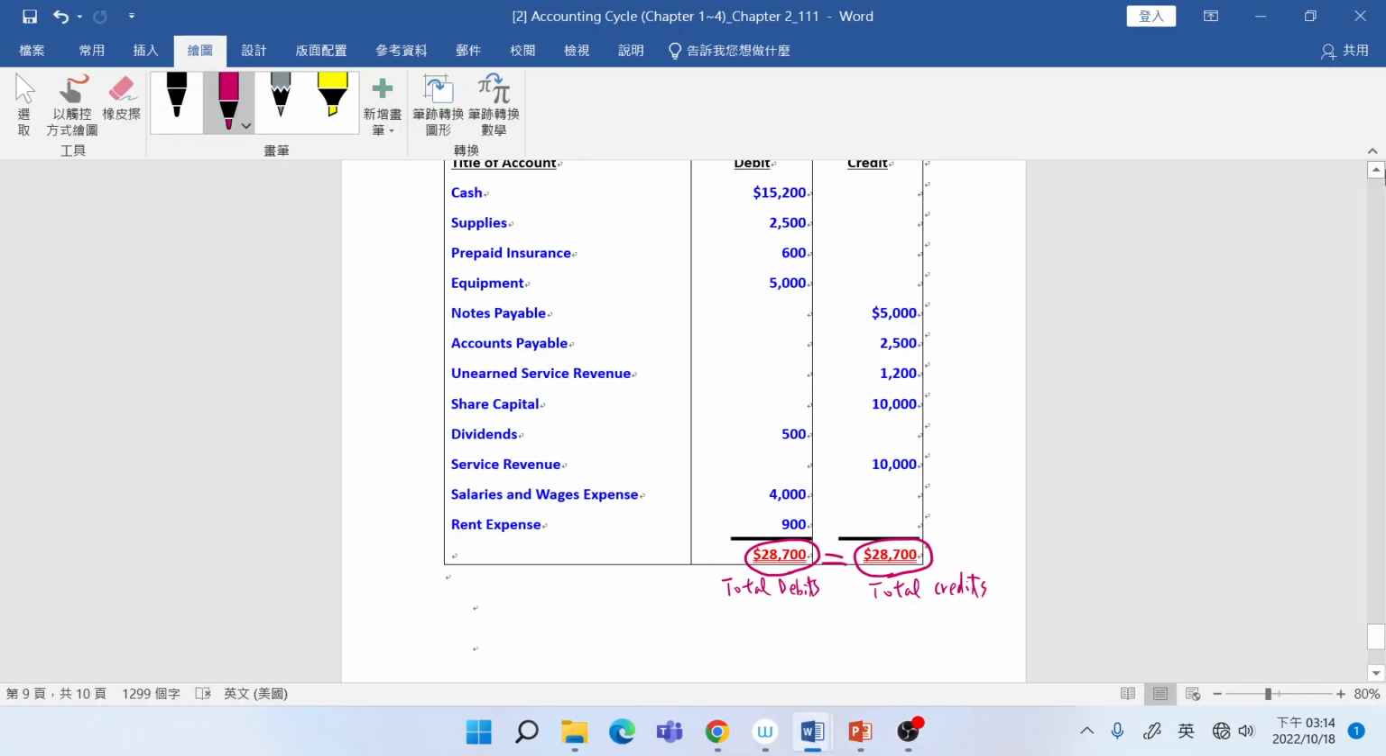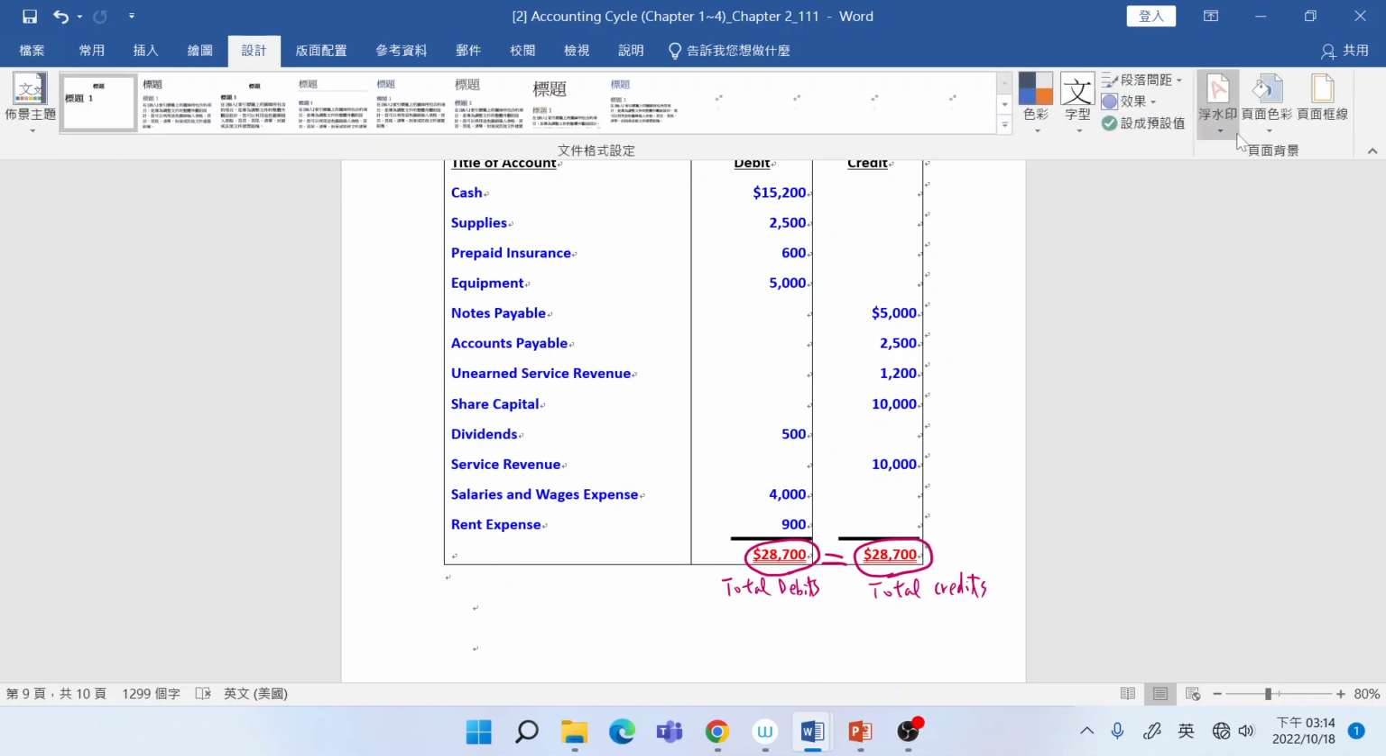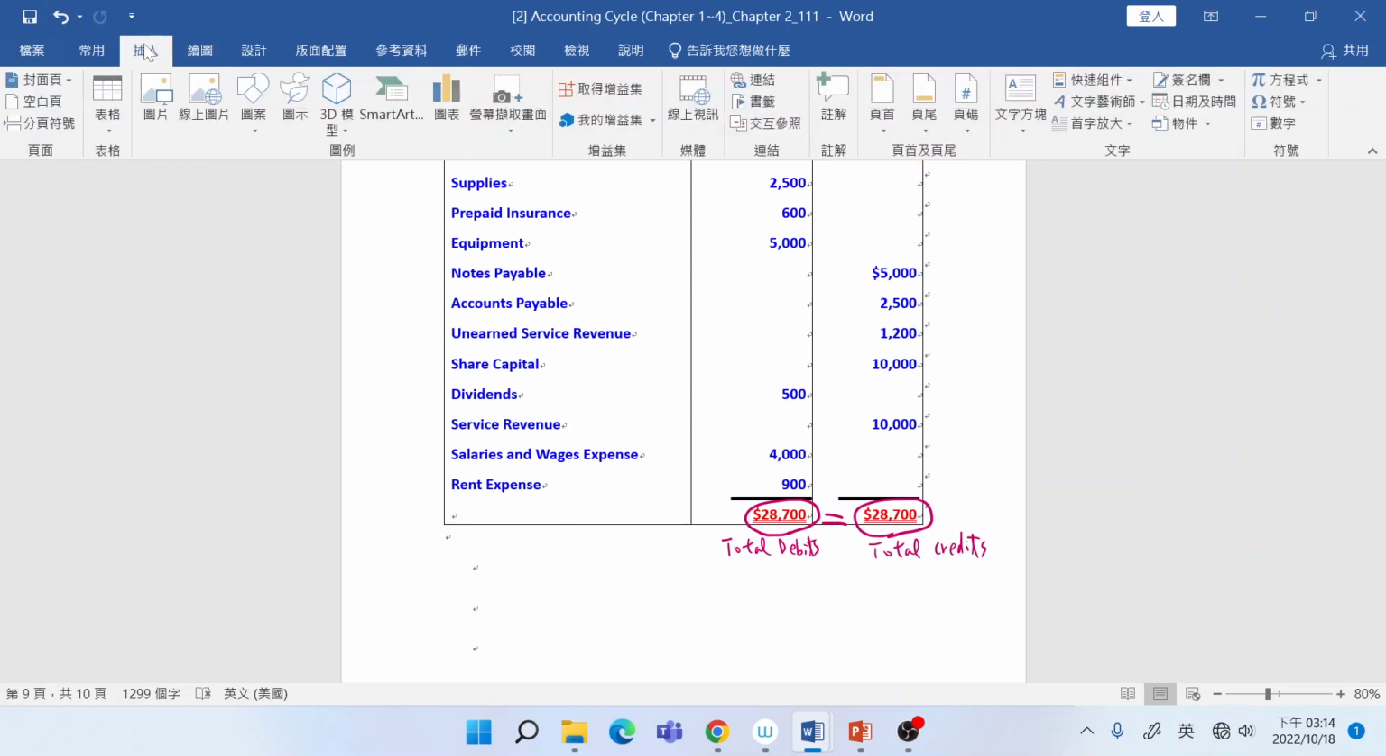Okay, so we talk about a few cases. Just want to let you know, even though total debit equals total credit, it doesn't mean it's 100% sure to be correct. Even though you got total debit equal to total credit, you should know it doesn't mean it's 100% correct.